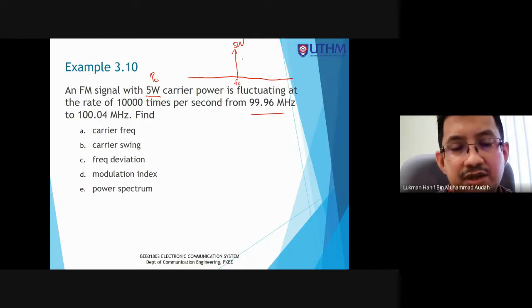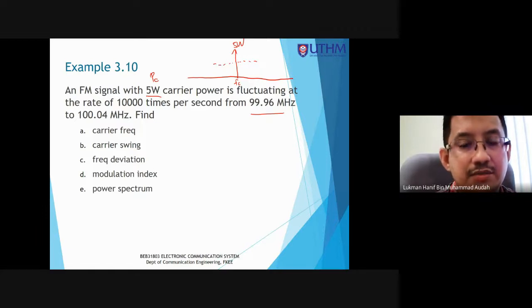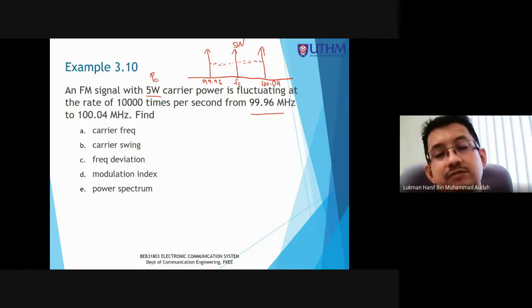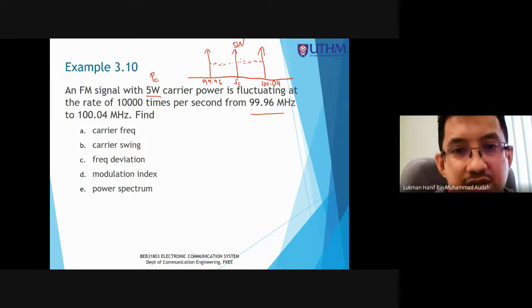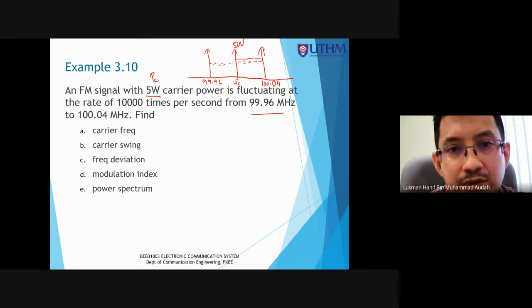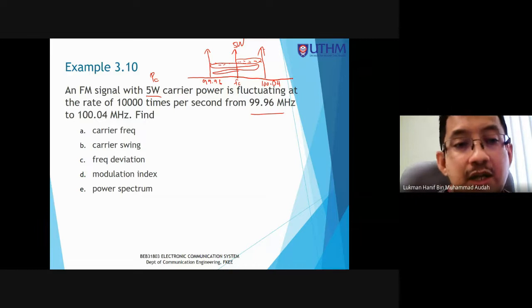Okay, so this carrier is fluctuating to a range of frequencies. Maknanya dia fluctuates daripada 99.96 until 100.04 megahertz. So fluctuates here means that dia oscillate ataupun dia berayun sebanyak 10,000 kali dalam satu saat.